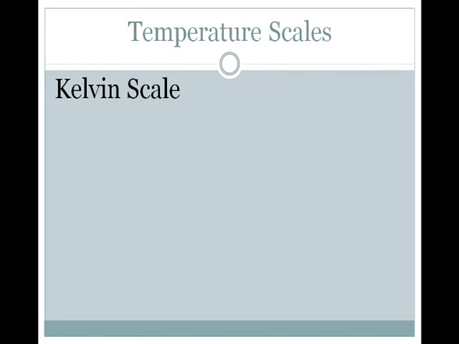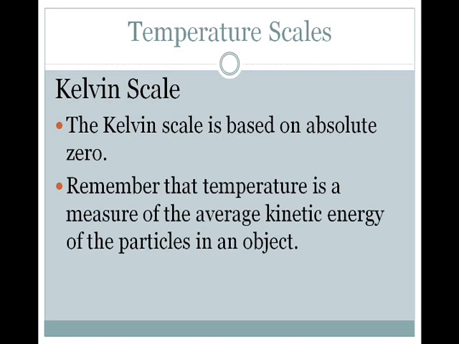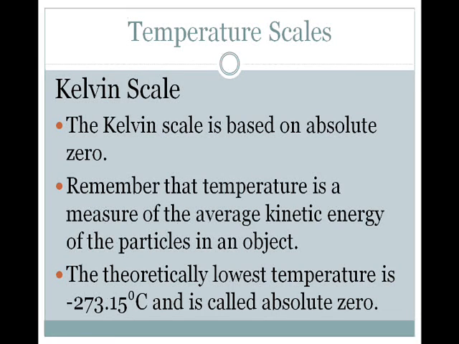Okay, now let's talk about the Kelvin scale. The Kelvin scale is based on absolute zero. And remember that temperature is a measure of the average kinetic energy of the particles. The theoretically lowest temperature is negative 273.15 degrees Celsius. And that's called absolute zero because at this temperature, no particles would be in movement. Nothing would be in movement.